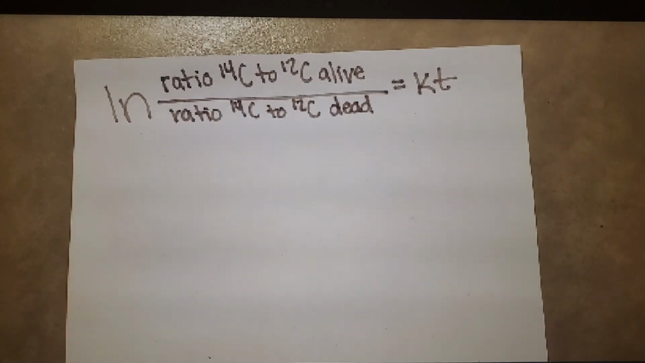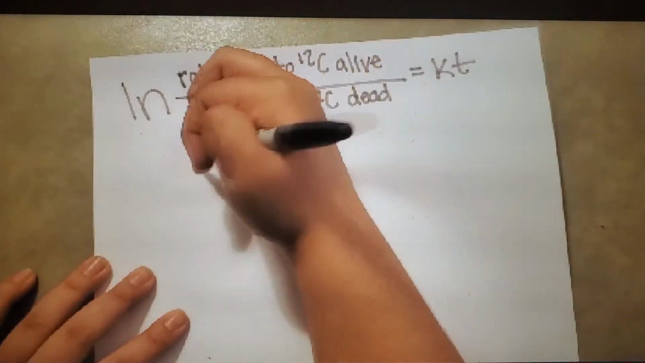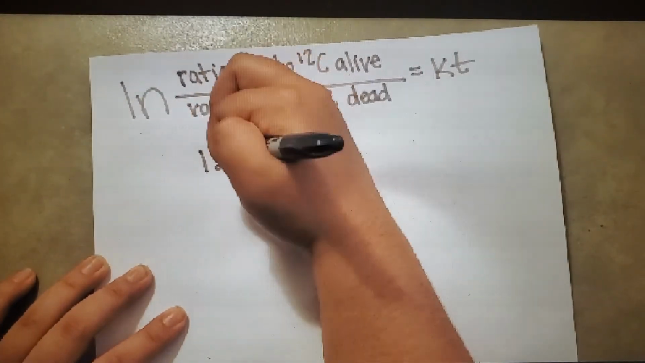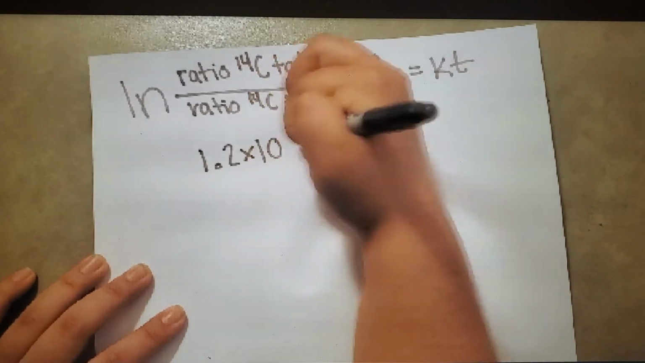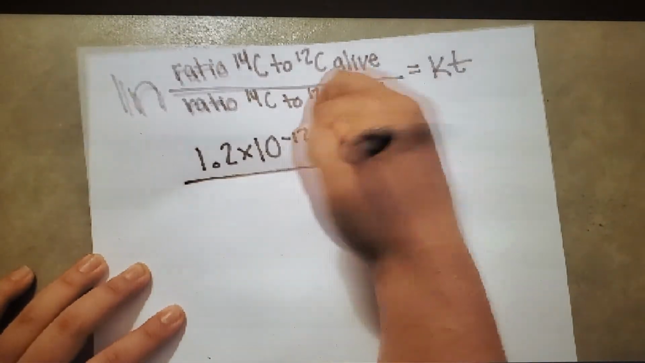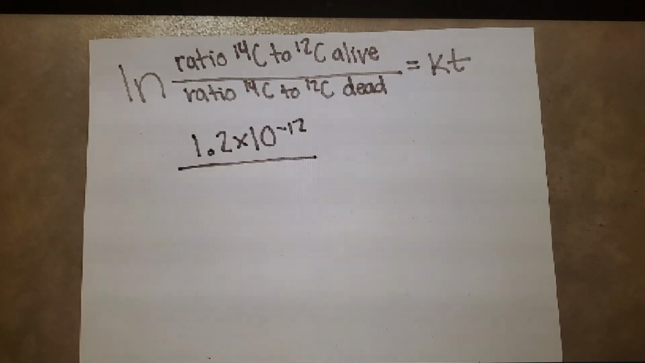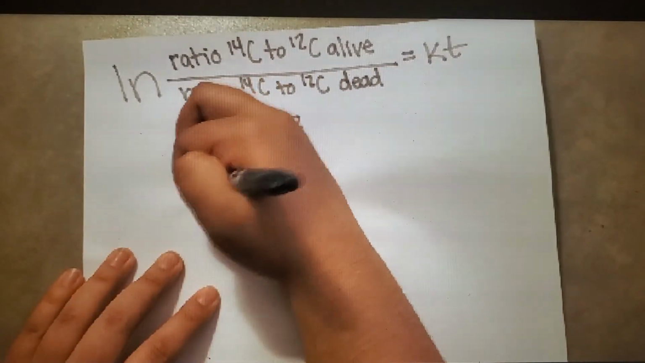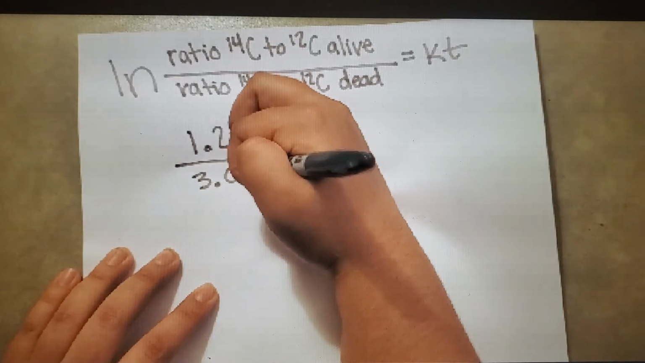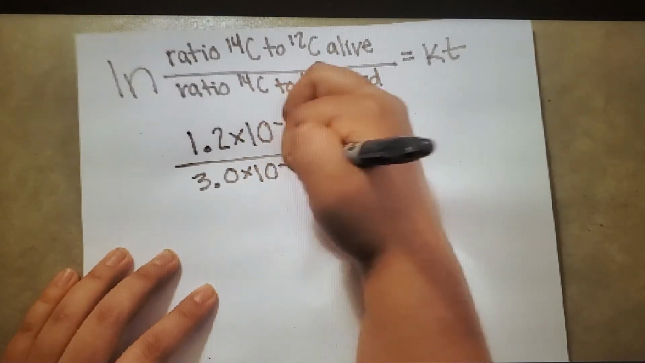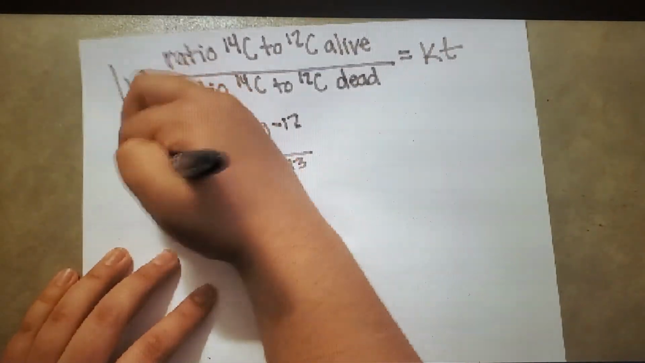Now, how do we find these values? Well, we know that the ratio in the atmosphere is about 1.2 times 10 to the negative 12th. So, this was what was the ratio inside of Charlie when he was still alive. But after he was dead, we measured the ratio of 3.0 times 10 to the negative 13th.